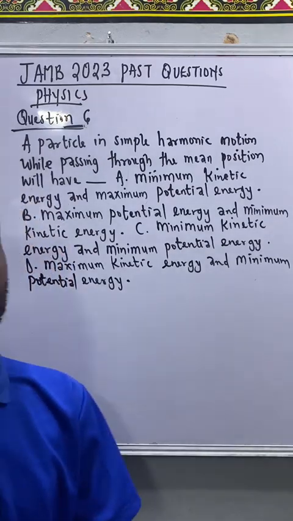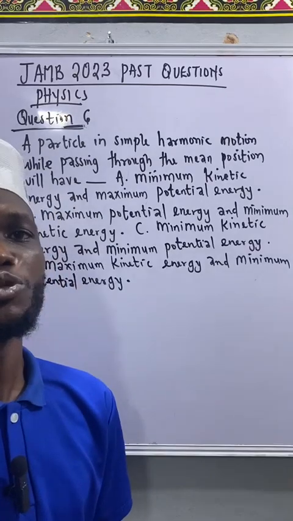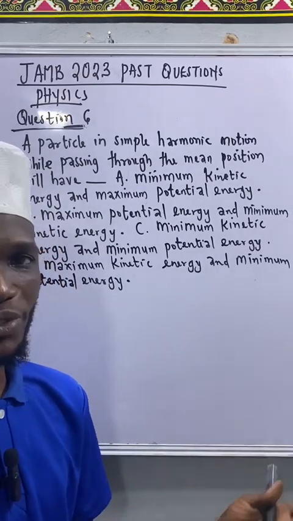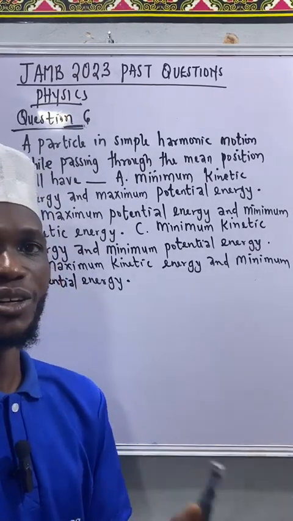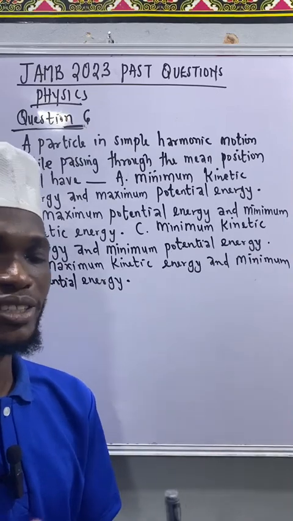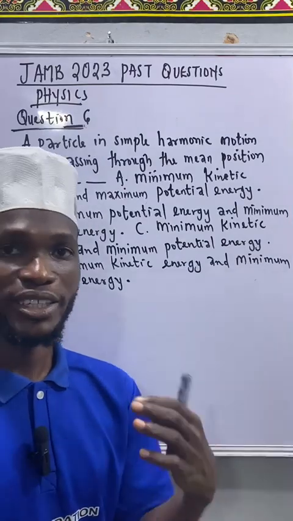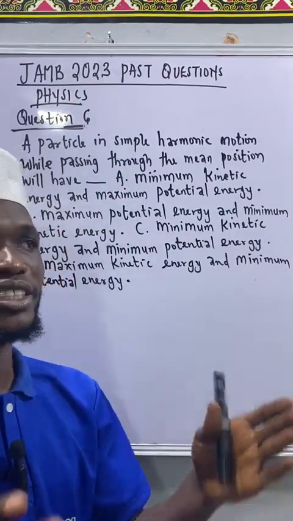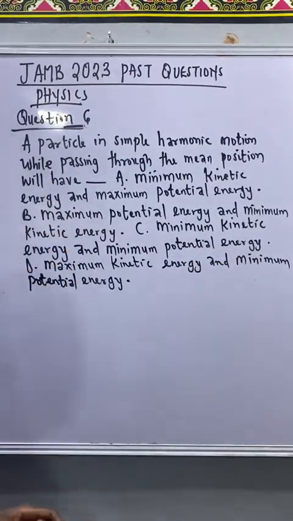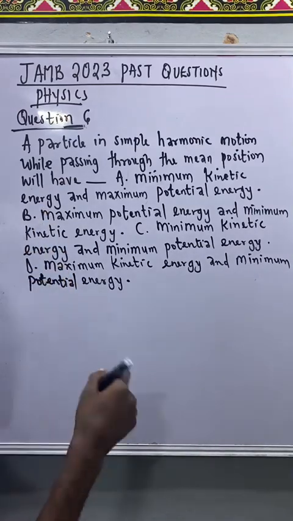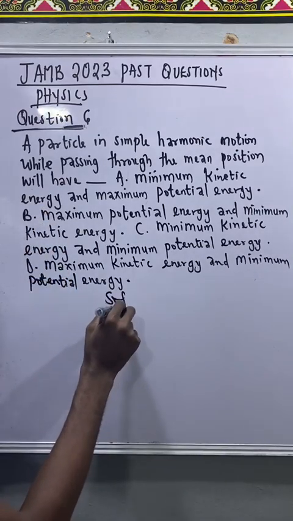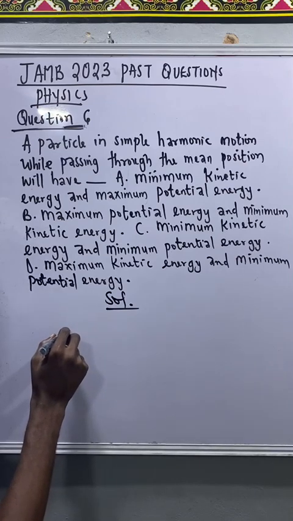Now, the best way to explain this question for us to choose the right answer is to use a simple pendulum. We have many examples of substances or materials that undergo simple harmonic motion. A good example is the simple pendulum, and another example is the helical spring. But let's use the simple pendulum in this particular question.